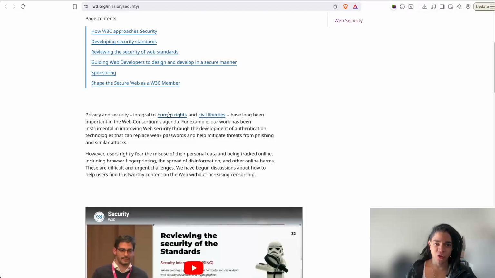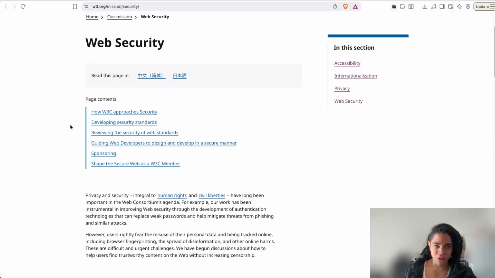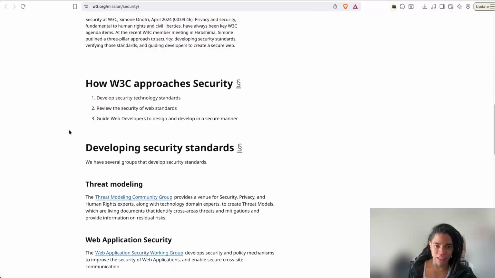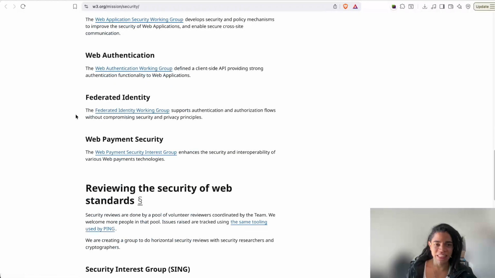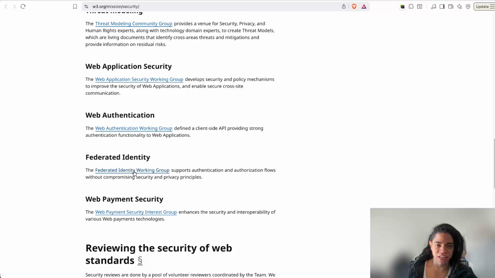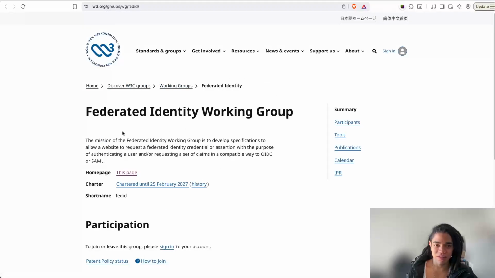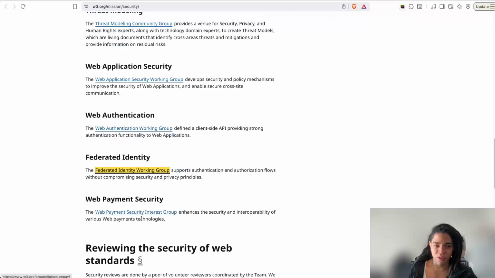Privacy and security are integral to human rights and civil liberties, so they are quite tightly involved here. And here you have several of them: web application security, web authentication, federated identity, the Federated Identity Working Group, and the Web Payment Security Interest Group.